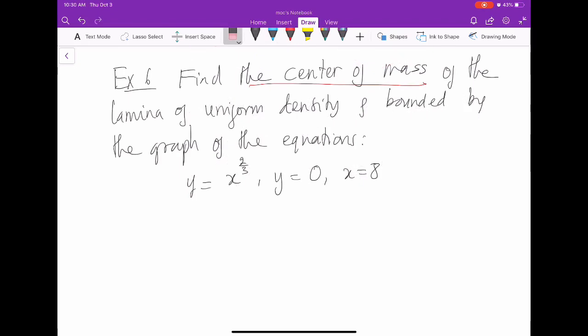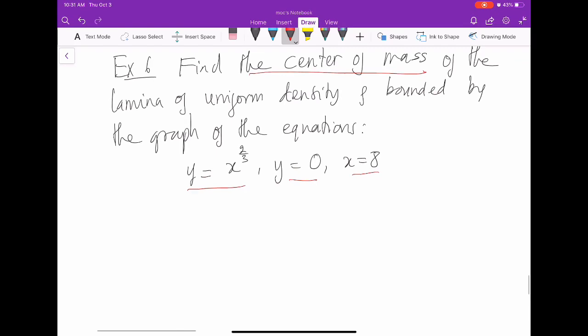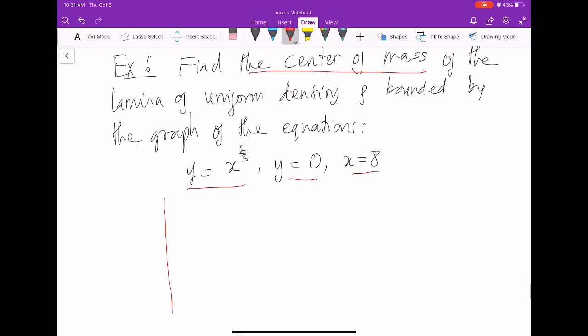The last problem is: find the center of mass of the lamina of uniform density rho bounded by the graphs of equations. Our function is y equal to x to the 2/3, y equal to 0, and x equal to 8. All right, let's graph them. Sometimes we don't need to graph, but this function is pretty easy, so let's do that. We have y, x in here, and this is y equal to x to the 2/3, and here is 8, right? x equal to 8, and here is y equal to 0. So the lamina looks like this.